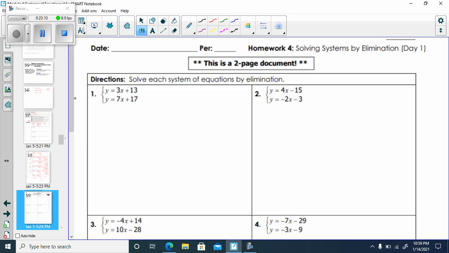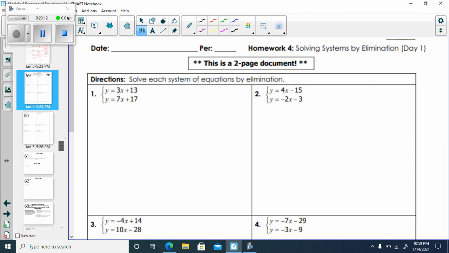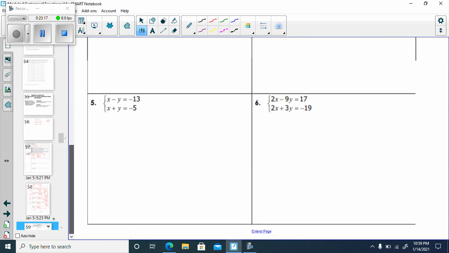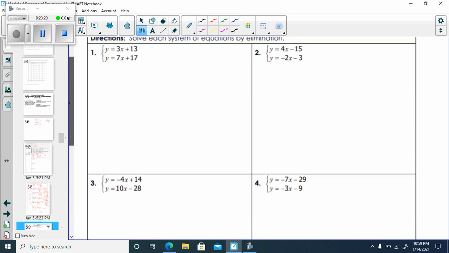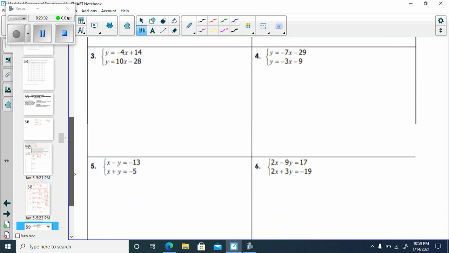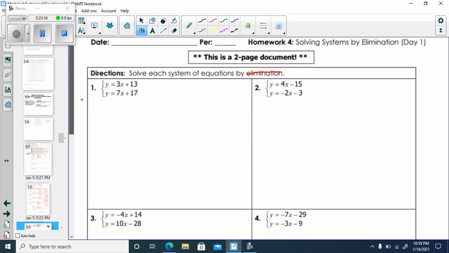Next page on this. Look at something. Now, it says by elimination, but I'm going to let you use whatever you want to here. If you look at these, they all say y is equal to, right? These you should be able to do just simply with substitution. If it says x is equal to or y is equal to, I can substitute that in place of this.